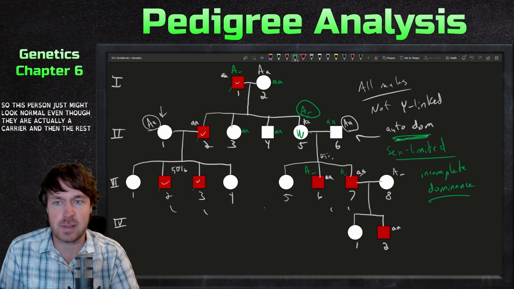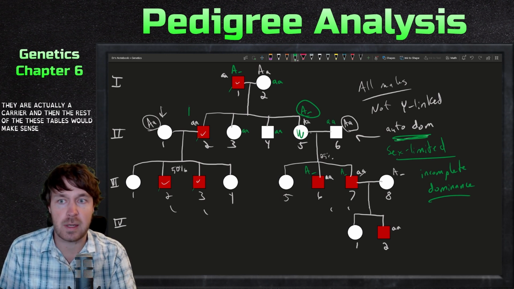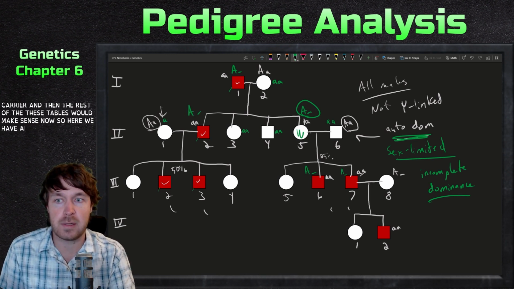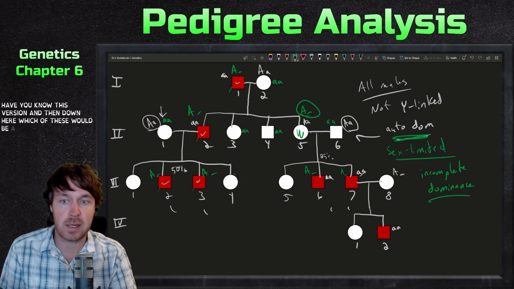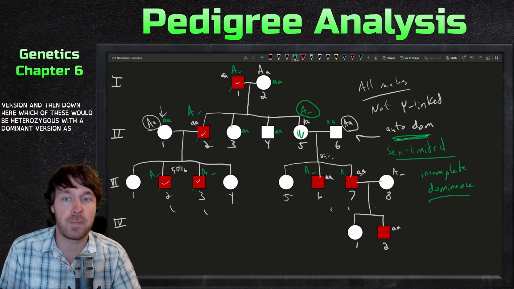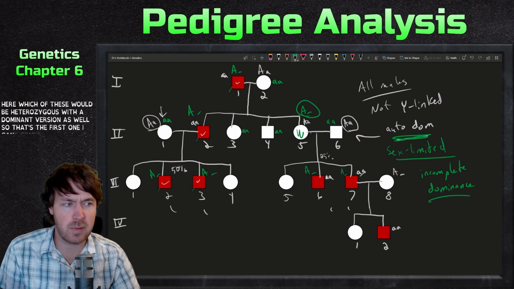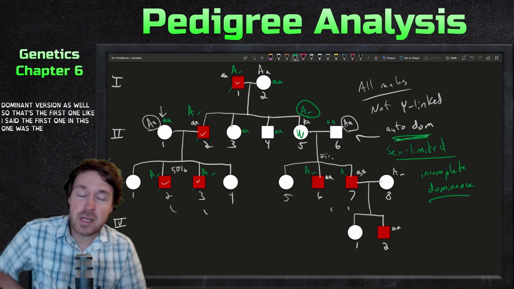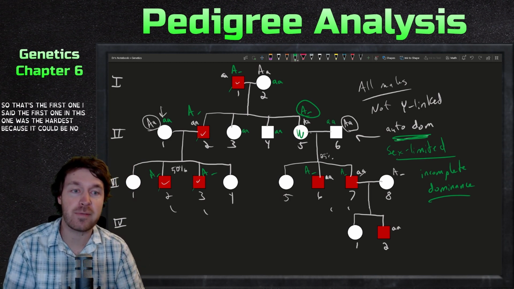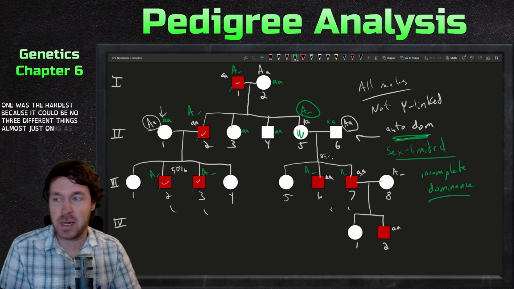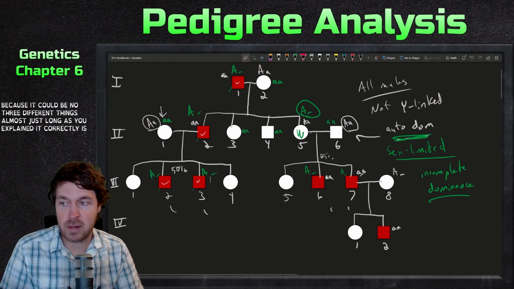And then the rest of these tables would make sense. So here we'd have this version, and then down here, each of these would be heterozygotes with the dominant version as well. So that's the first one. Like I said, the first one in this one was the hardest because it could be 3 different things almost. Just as long as you explain it correctly is all that matters on that one.